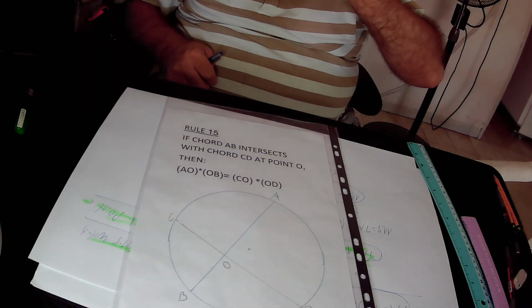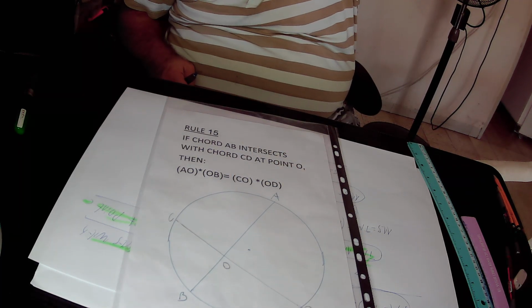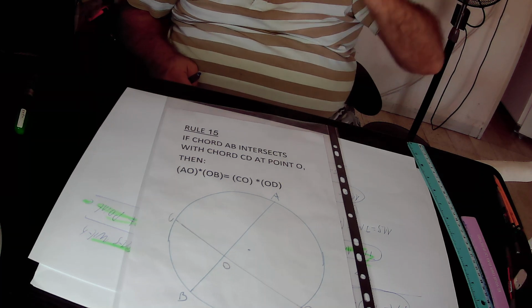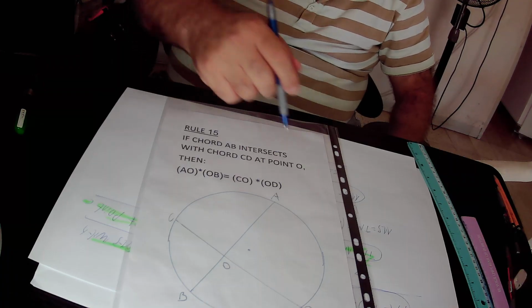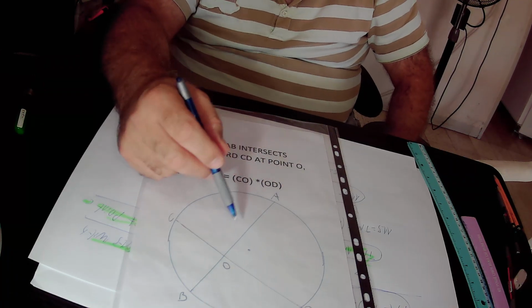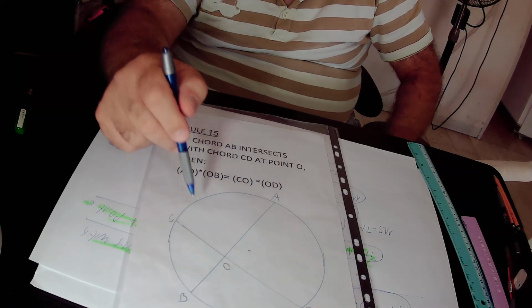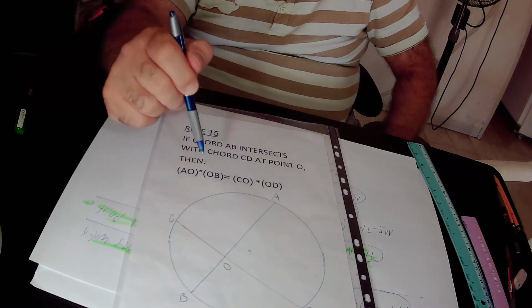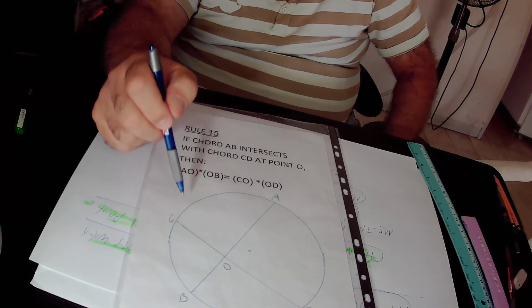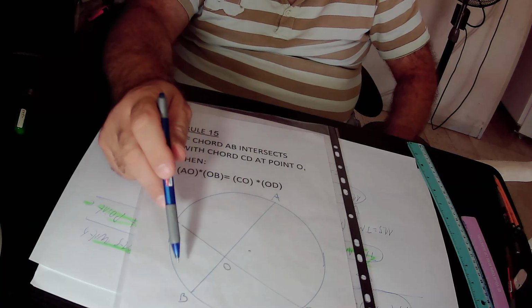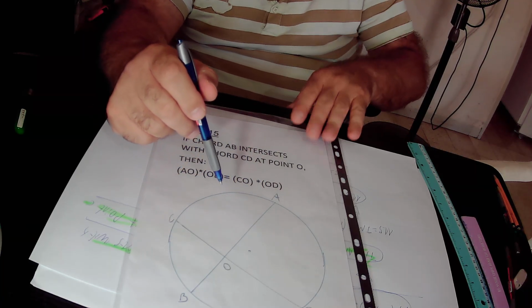According to rule 15, if chord AB intersects with chord CD at point O, then the following equation is true: AO times OB equals CO times OD. So in the domain we have a circle. This is chord AB that intersects with chord CD at point O. In this moment, the following equation is true: AO times OB equals CO times OD. So we can implement rule 15 in our drawing.